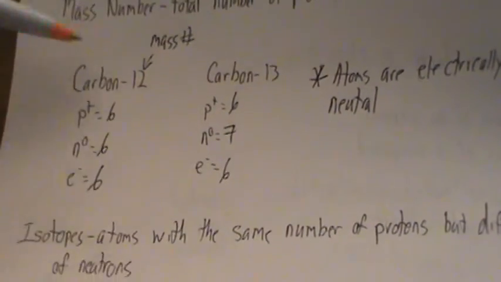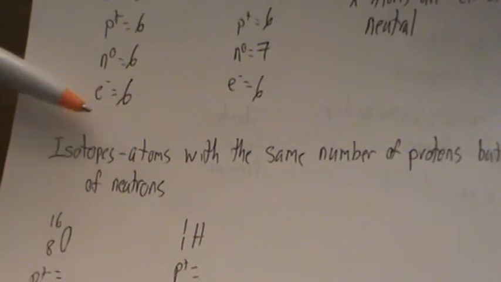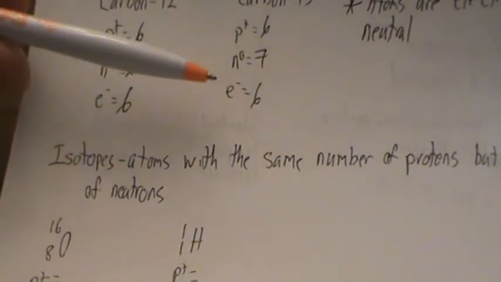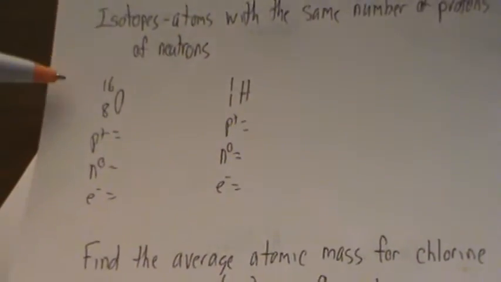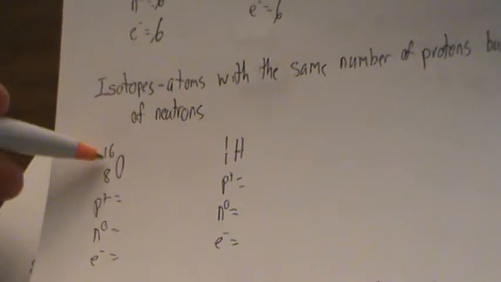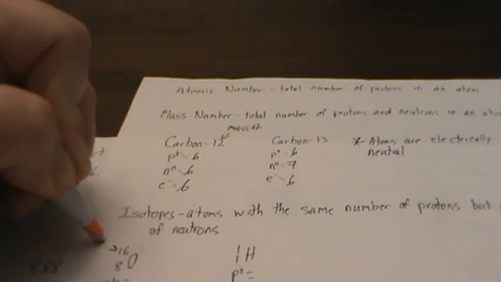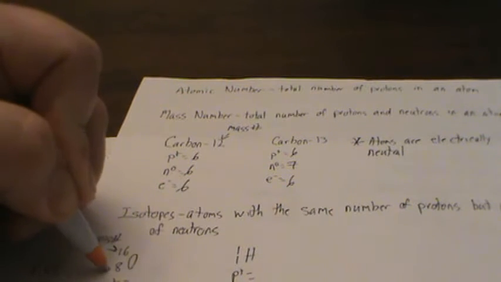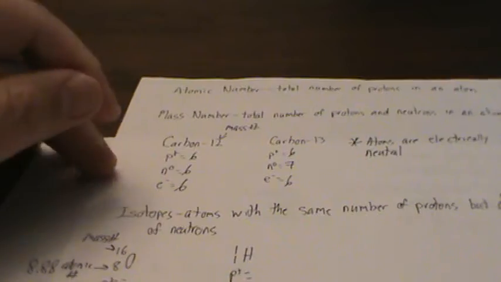These two carbon atoms, carbon 12 and carbon 13, are called isotopes. Isotopes are atoms with the same number of protons but a different number of neutrons. So if we kind of look right here, here's another way that we can show an isotope. We use the symbol and we use these two numbers. The top number is the mass number. Bottom number is the atomic number.